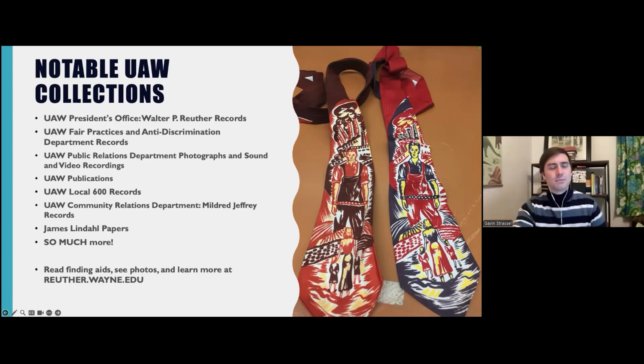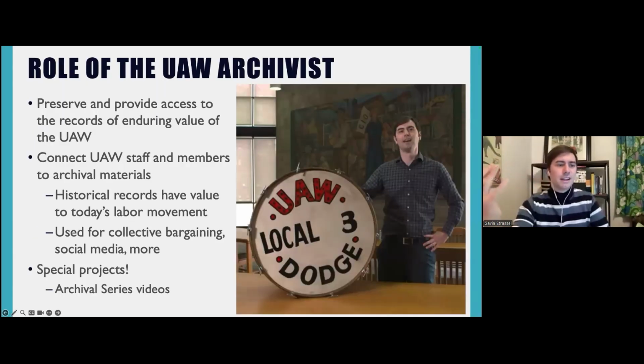If you want to see what we have, most of our collections aren't digitized, but we have inventories, which we call finding aids, available online. Visit reuther.wayne.edu. As Roy mentioned, and as many of you know, I'm the UAW archivist.